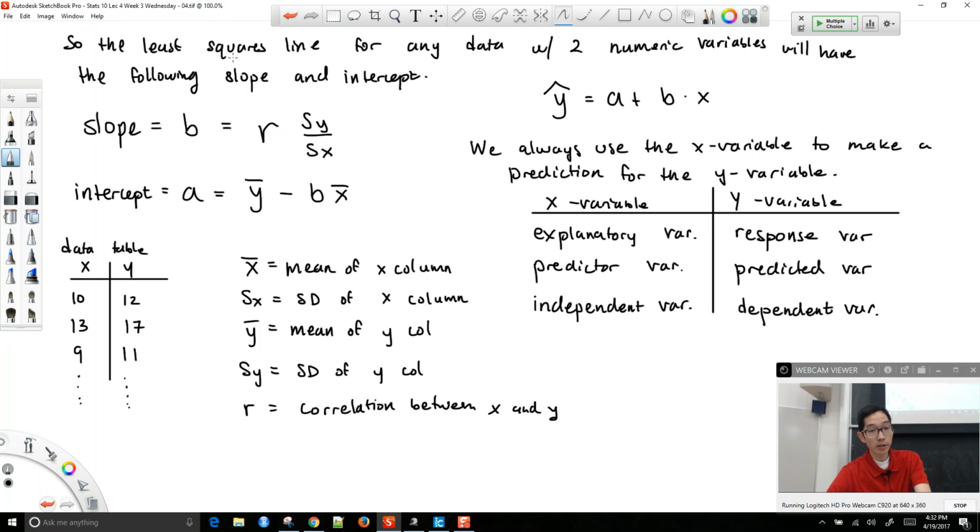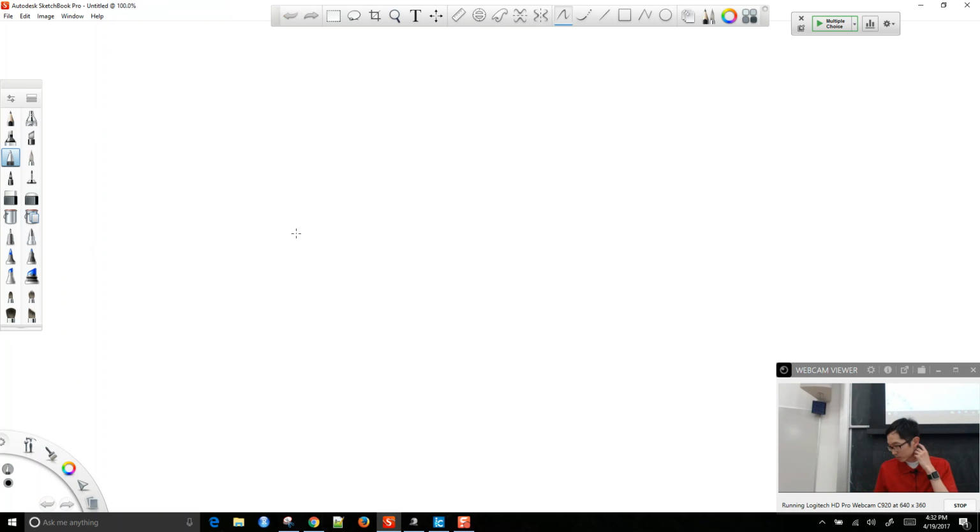All right, so let's take a look at an example here and see what a regression equation can look like. Let's say our data set will be books on a shelf.